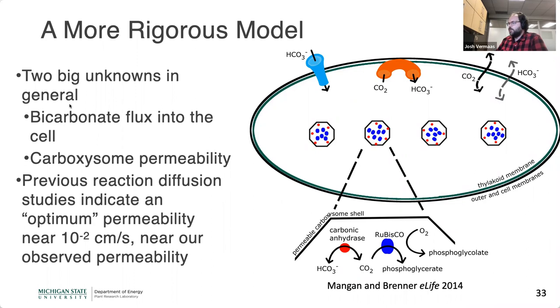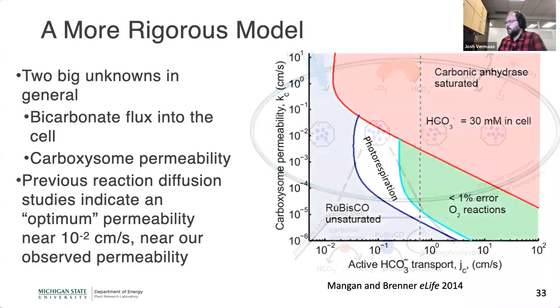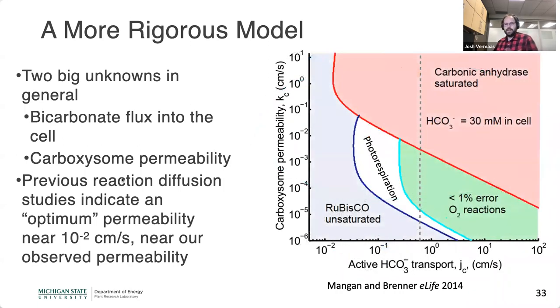So the unknowns that they had was they didn't know how fast bicarbonate flux would go into the cell, and they didn't know the carboxysome permeability. This study found that the optimum was near 10 to the minus 2 centimeters per second, which is basically what we had found as the permeability coefficients through our study.